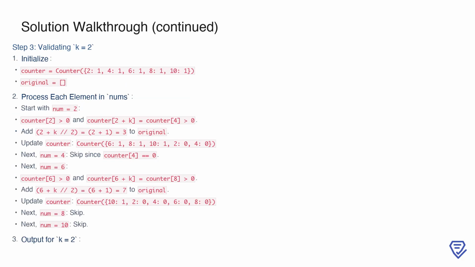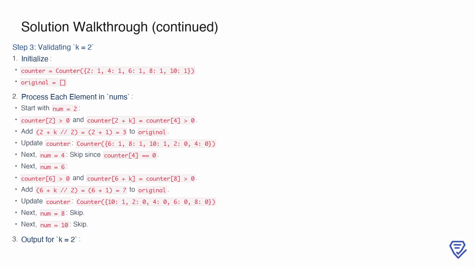To validate k equals 2 for this example, we initialize the counter as {2: 1, 4: 1, 6: 1, 8: 1, 10: 1}, and an empty list original. We process the elements in nums one by one. Starting with number equals 2, we check if it and its pair, 2 plus k equals 4, are available in the counter. Both are present, so we add 2 plus k//2 equals 3 to original and update the counter, reducing the counts of 2 and 4.